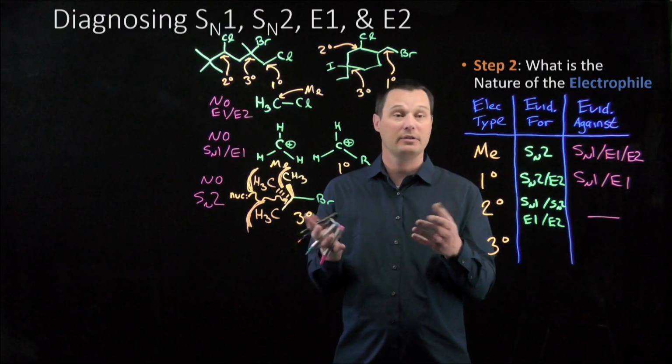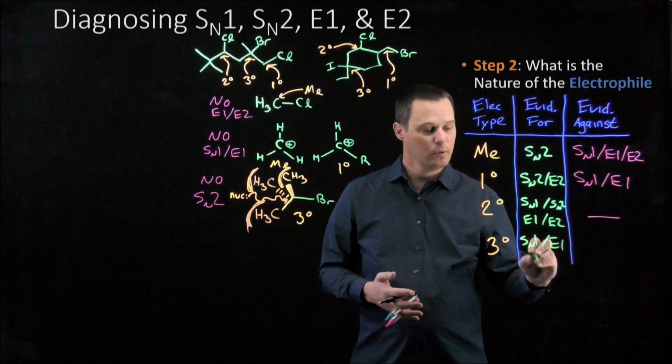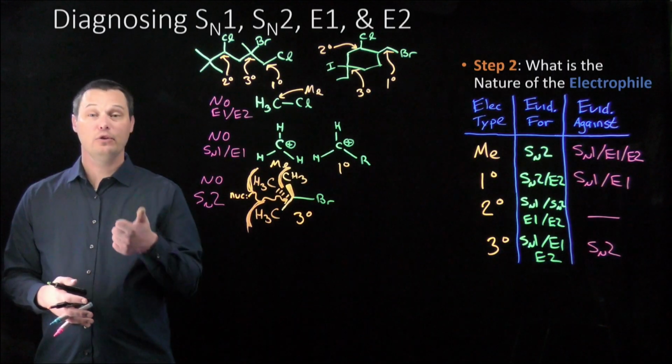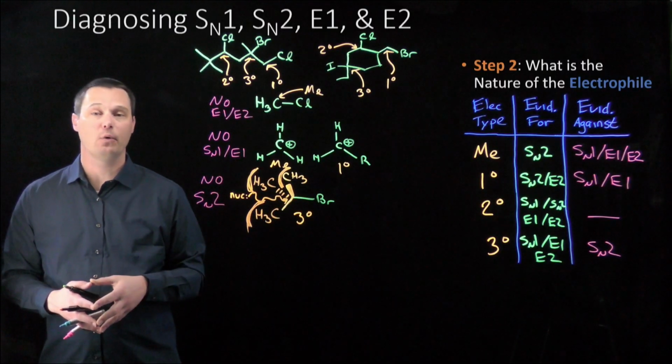And tertiary carbocations are fantastic carbocations, so we can do an SN1 reaction, an E1 reaction or an E2 reaction. The tertiary electrophile, though, is evidence against an SN2 mechanism. The nucleophile gives us evidence for and against certain mechanisms. The electrophile gives us evidence for and against certain mechanisms.